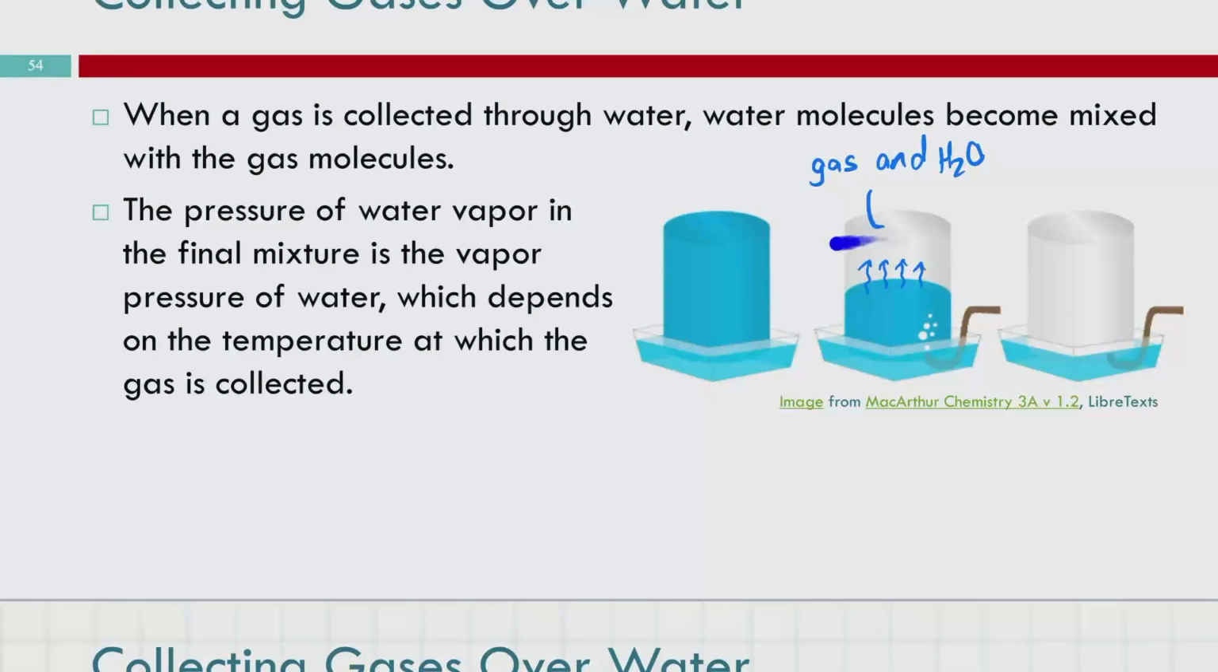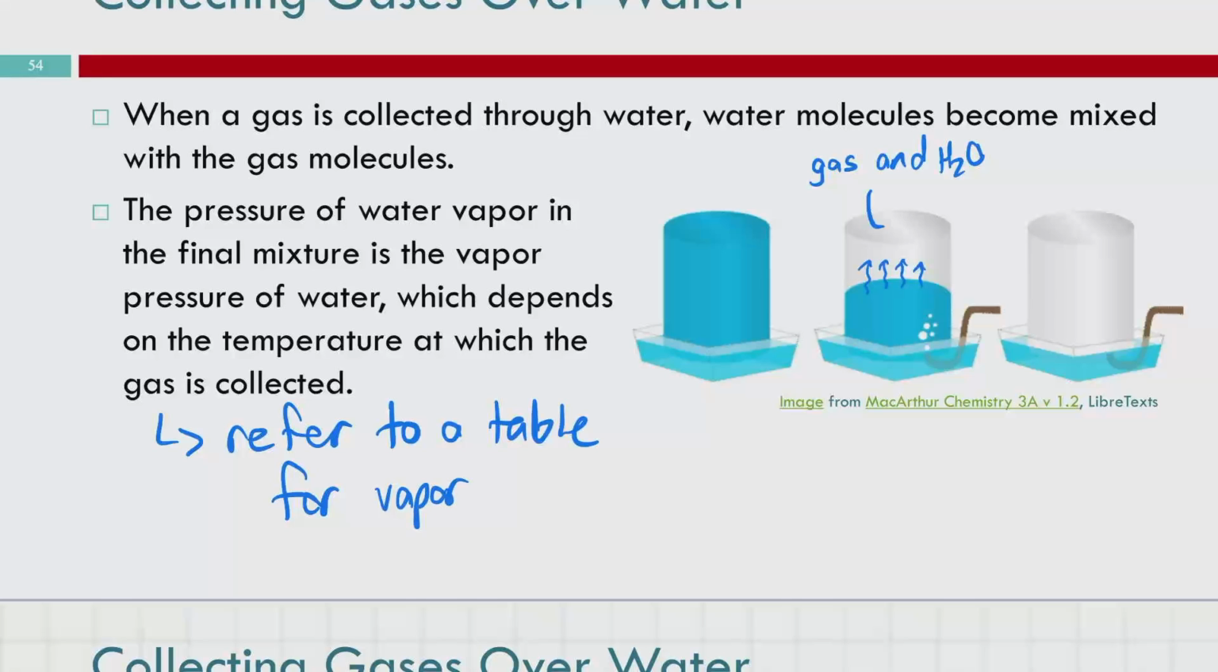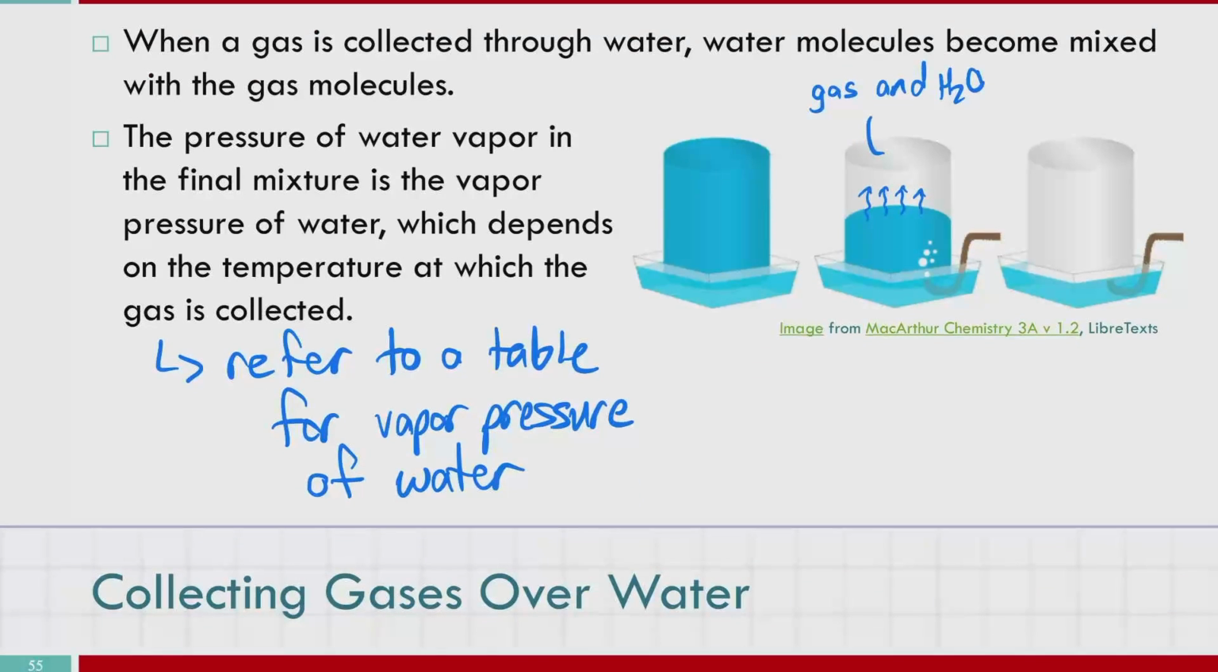And the pressure of the water depends on the temperature that the gas is collected. So you'd refer to a table for vapor pressure of water. Vapor pressure is slightly different from partial pressure. In this case, they're the same thing. And then the rest of it will be the gas that we care about.